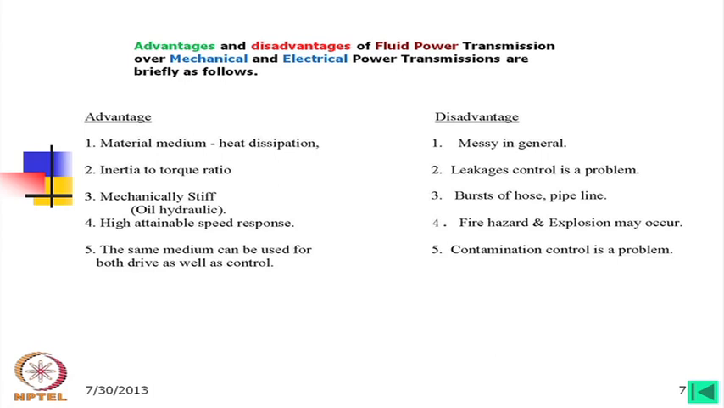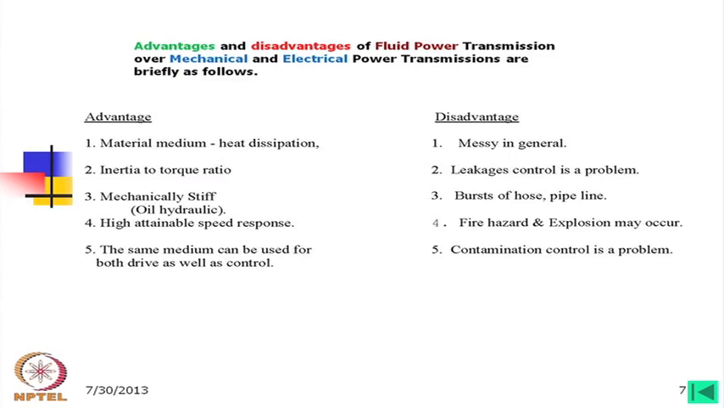Second advantage is the inertia to torque ratio, as the fluid can be pressurized to a very high pressure and this pressure can be taken by the body because the body can be stressed highly. Therefore, inertia to torque ratio is very low in the case of fluid power. That means, very high torque can be transmitted at a low inertial force in comparison to electrical and mechanical devices. We shall discuss more later.